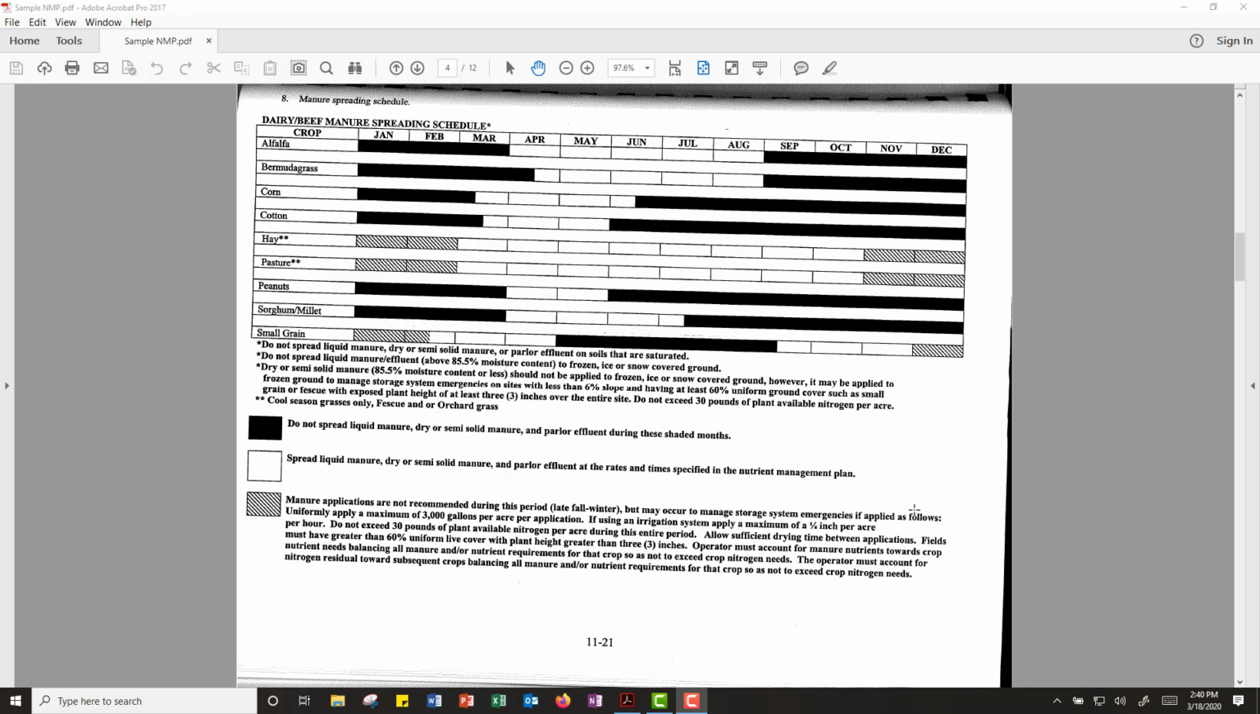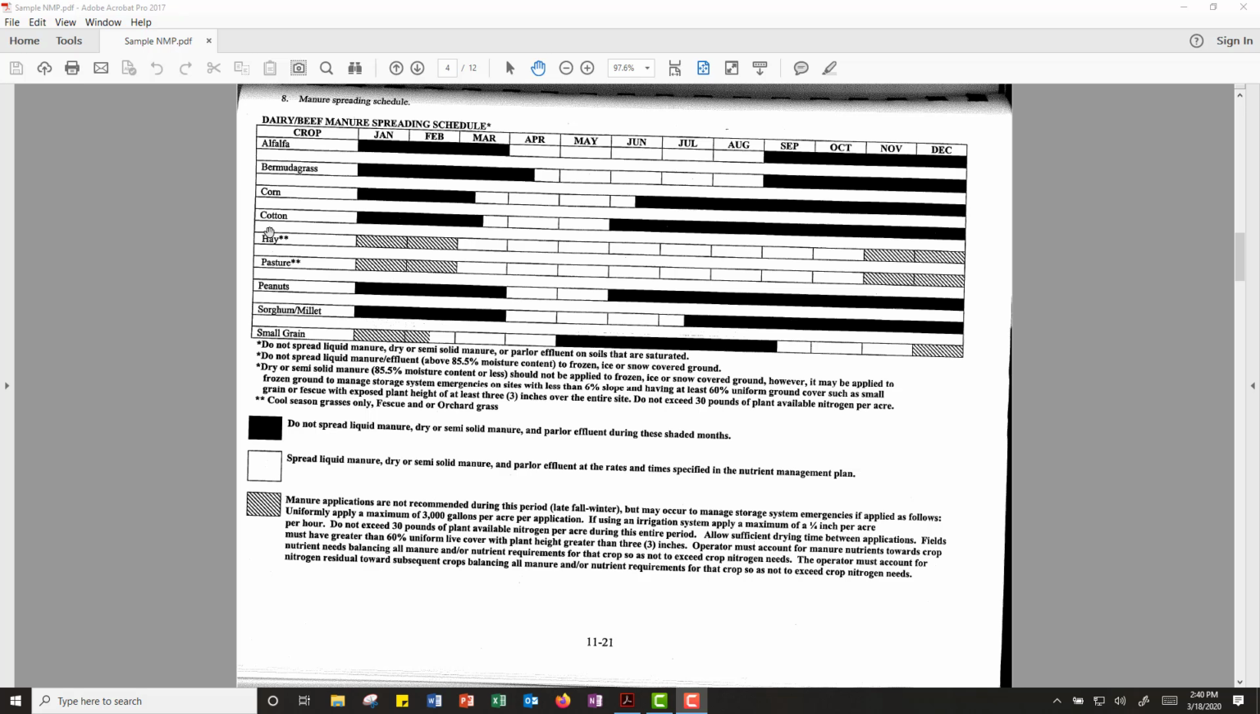Next we come to this table, a dairy beef manure spreading schedule. And so this is not specific to this farm. Again, this is boilerplate. And what it's doing is basically saying don't spread manure in the wintertime because the ground is going to be frozen or saturated. Also for corn and cotton, it says don't spread manure in June, July, August, and September. Well, the ground isn't going to be frozen then, but the crop is going to be tall enough that they are not going to be able to get onto the field to spread.